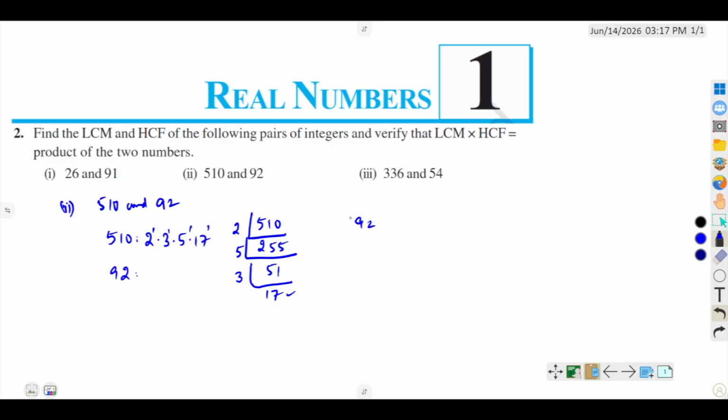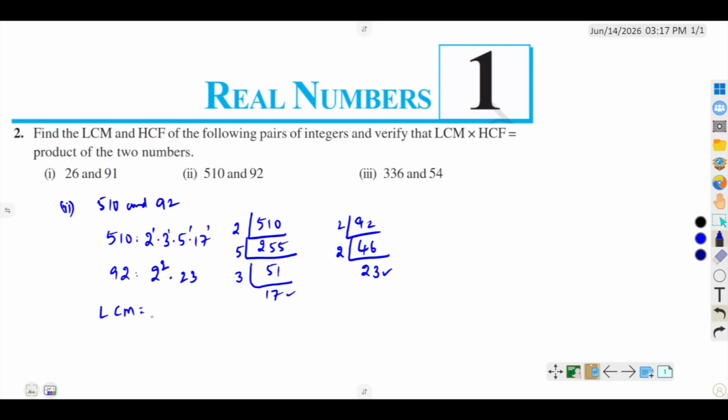Now let's write 92 as prime factors. It is an even number divisible by 2, 2 times 46. Again 46 is an even number divisible by 2, so 2 times 23. 23 is a prime number, we stop here. Now 2 came 2 times, so 2 square times 23.